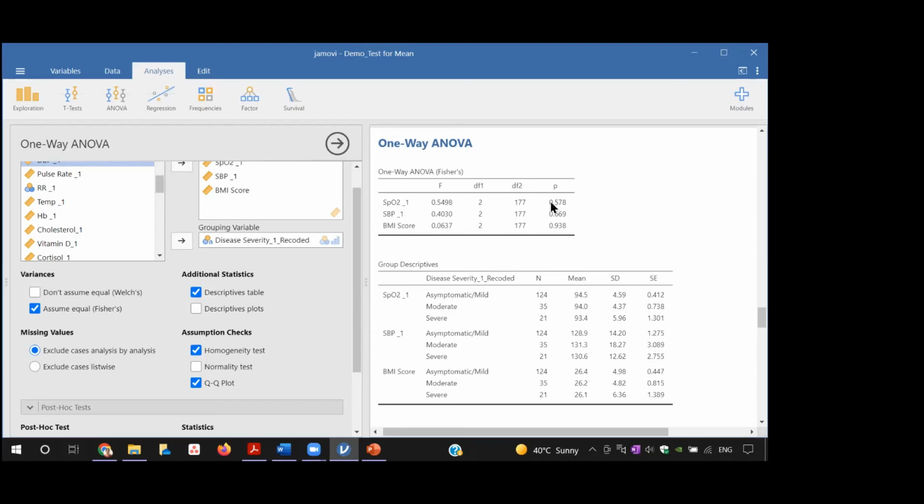Ma'am, can you please quickly repeat? We are stuck with the proceeding. After doing homogeneity and QQ plot, what should we do, ma'am?